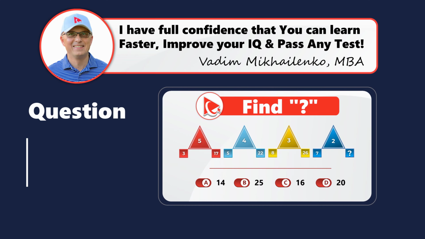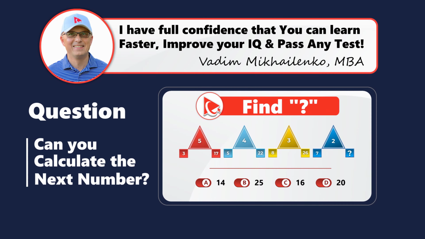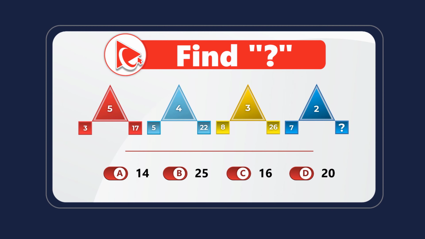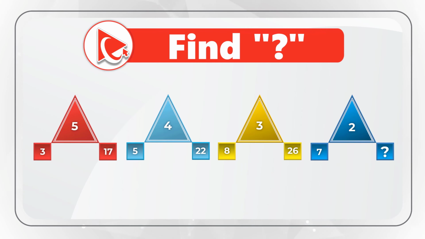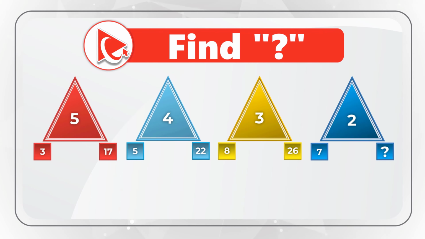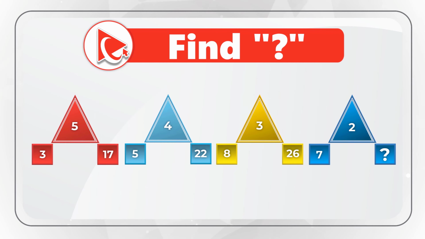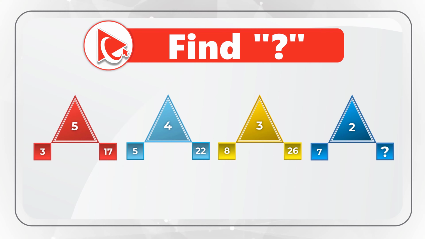Here's a very interesting question where the answer is absolutely not obvious. You're presented with interestingly looking shapes. On top of the shape is a triangle. On the bottom left and on the bottom right, there are squares. There are numbers inside the triangle, and there are also numbers inside the squares. Let's take a close look.